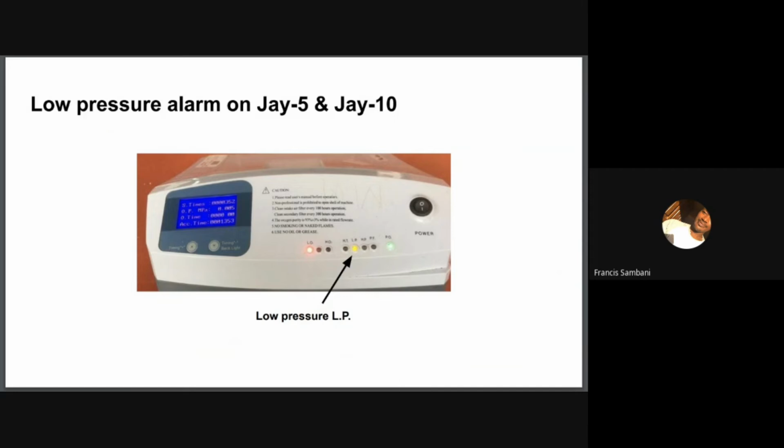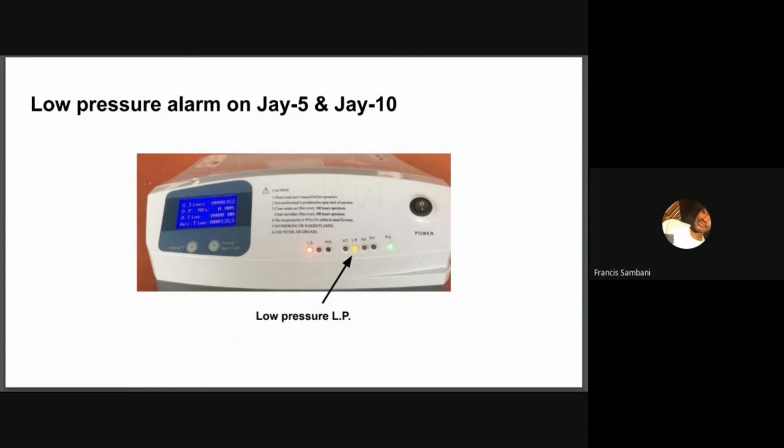Yeah. So if we look at the graphics, this was taken from a concentrator which was receiving less pressure than required, and you have the LP low pressure LED on, as well as the low oxygen alarm as well. So that's on the Longfian J5 and the J10.